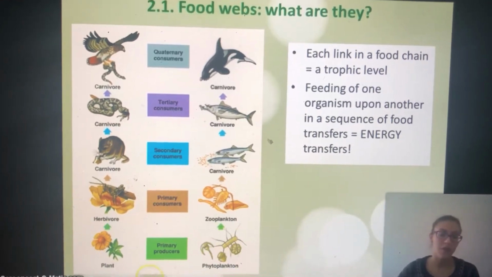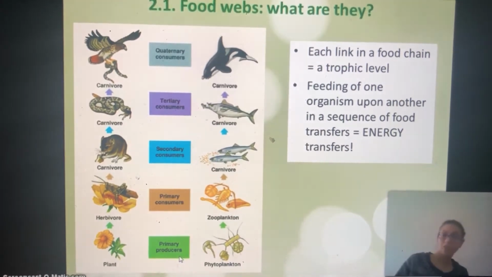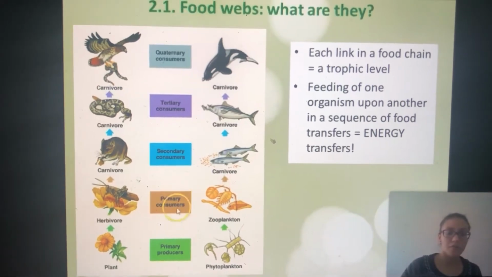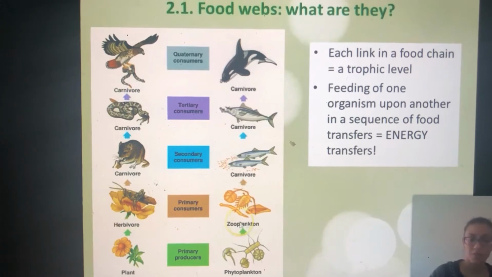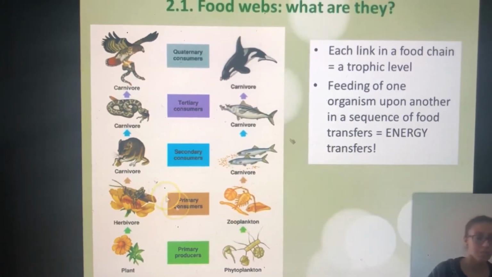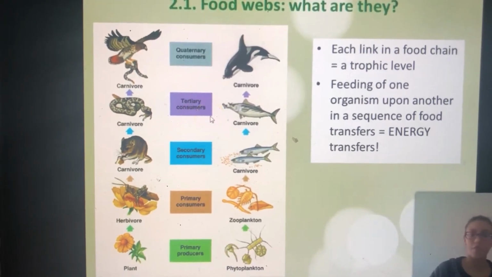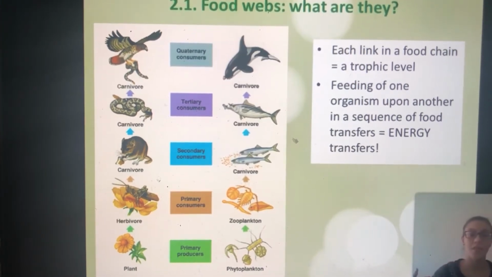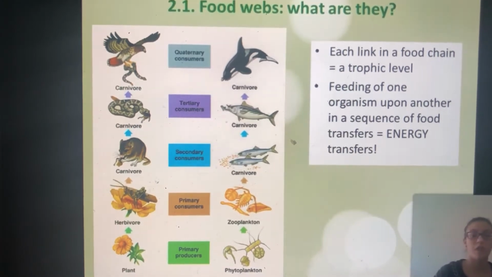The first level, the primary producers, these are the first trophic level, and the primary producers are eaten by the primary consumers. This forms the second trophic level, and the secondary consumers eat the primary consumers. That's the third, and it goes on and on. You can have many links in the food chain, but you must bear in mind that the food chain basically represents the transfer of energy.